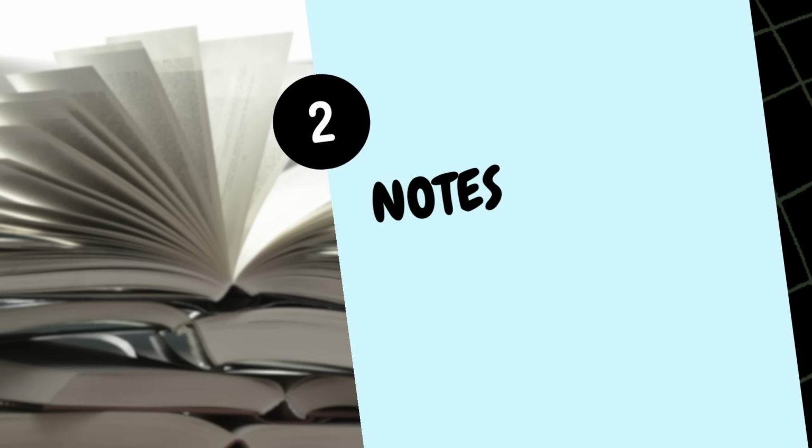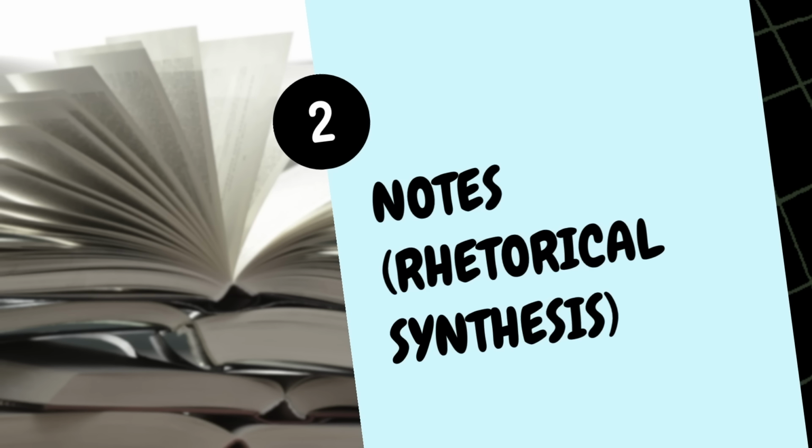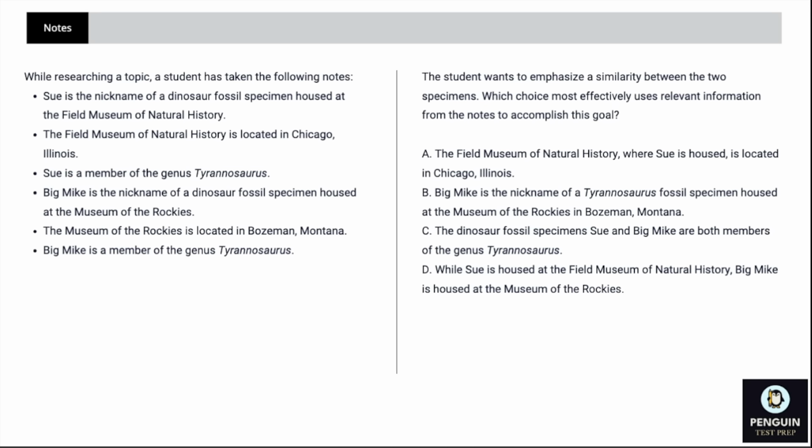Next up, you will absolutely 100% be coming across rhetorical synthesis questions. That is to say, these questions that have a student taking notes. And regardless of the type of notes question that you come across, I am going to recommend the same strategy, which is to start by ignoring the notes. So here it says the student wants to emphasize a similarity between the two specimens. We're going to ignore the notes and just start eliminating based off of that.